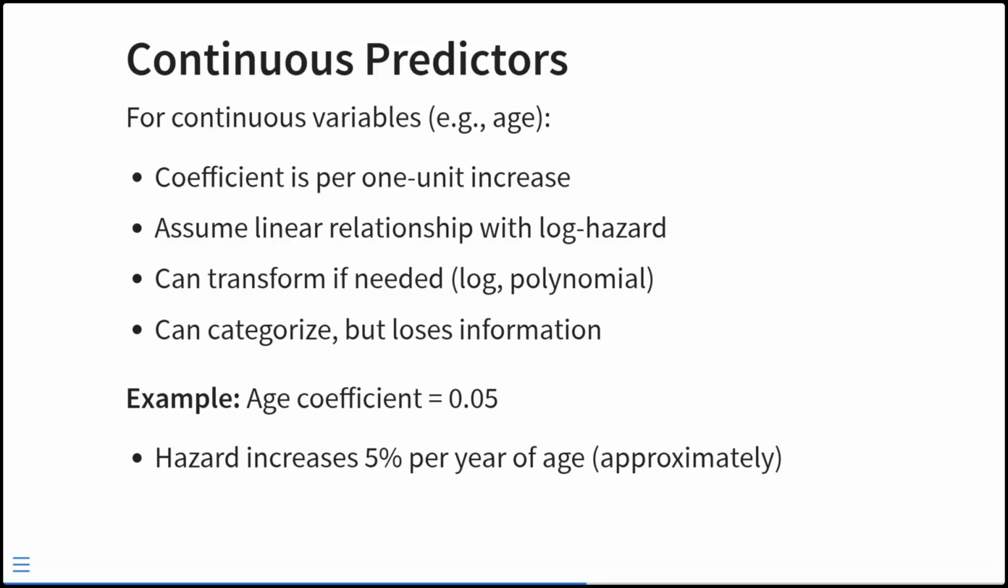It usually assumes a linear relationship with the log hazard. You can also transform it if needed, and you can categorize it, but you lose much information if you categorize a continuous predictor. For example, if you have an age coefficient of 0.05, it means the hazard increases 5% per year of age. So your age coefficient means that the hazard is going to increase 5% for each increase in year.